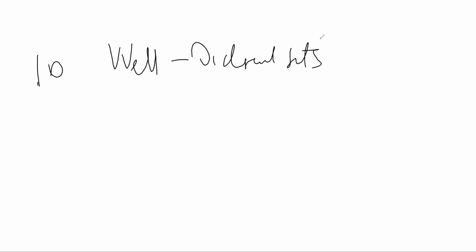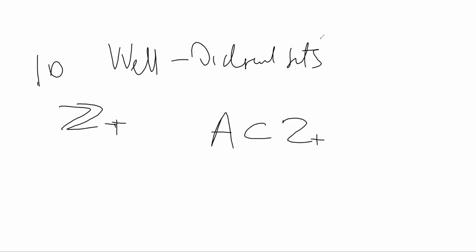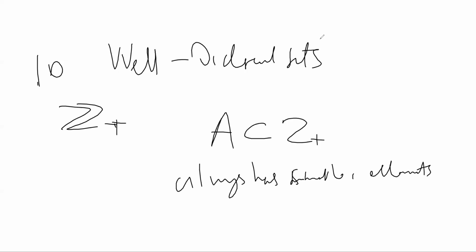So, well-ordered sets, what Nadir mentioned before. Basically, what's so nice about Z plus, which we used a couple of times before, is that if you take any subset of Z plus, it always has a smallest element. And that makes our choice function so nice, because you can just always choose the smallest element.